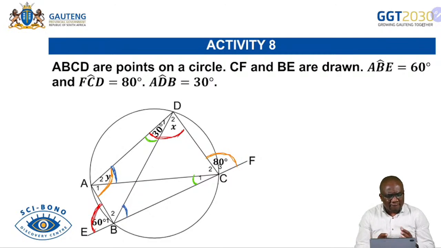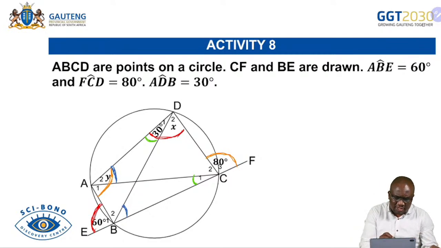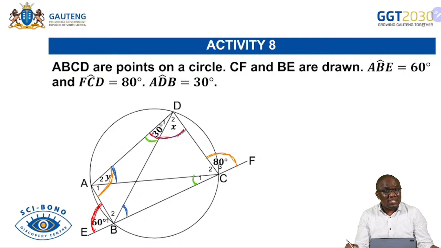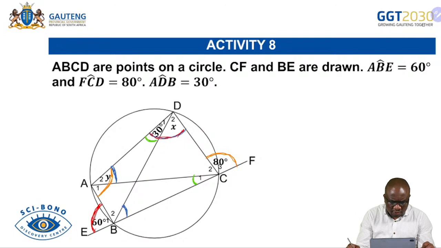Let's see if I have information that I can use here. This whole angle, the red one, is equal to 60 degrees because it's an exterior angle of what? Of a cyclic quad. It is equal to the opposite interior angle. So we can say 30 plus x is equal to 60 degrees, isn't it? And then we can solve for x. Once we get that, we can find our y.